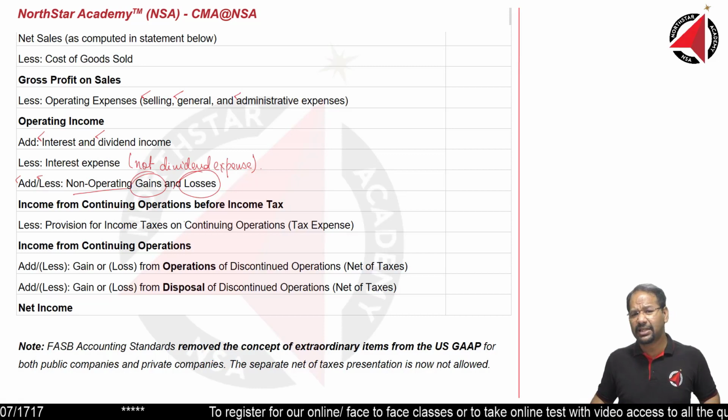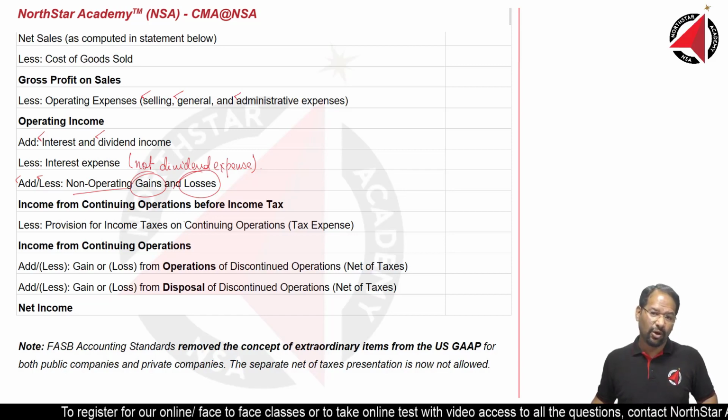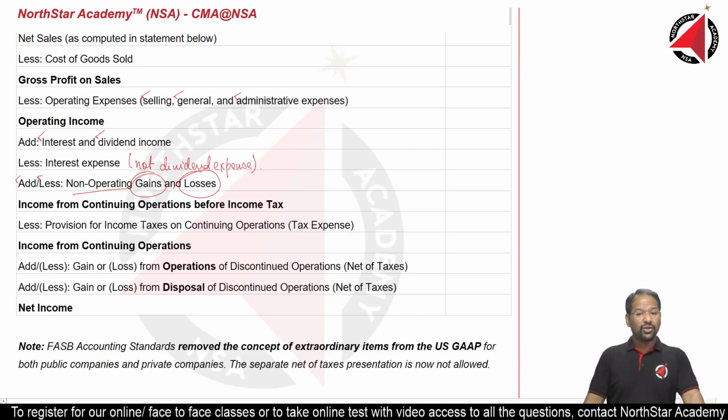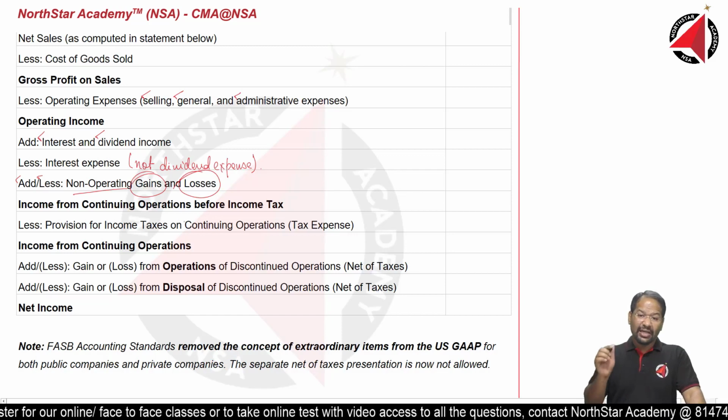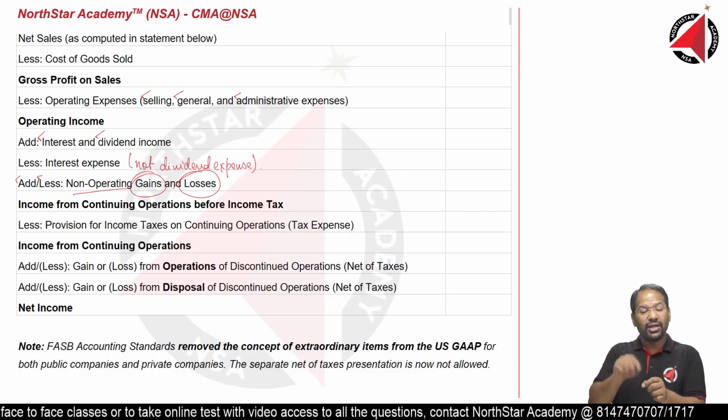Then what is discontinued operation? Any part of the business which has been discontinued during the year is called discontinued operation. Remember, income from continuing operation will be presented or written separately only when you have discontinued operation during that year.